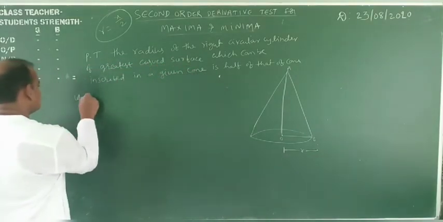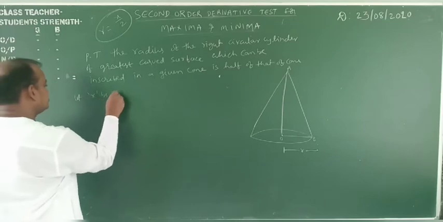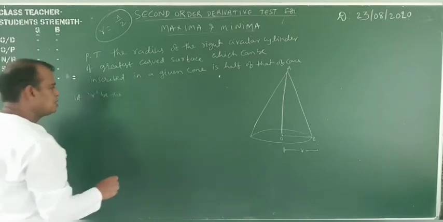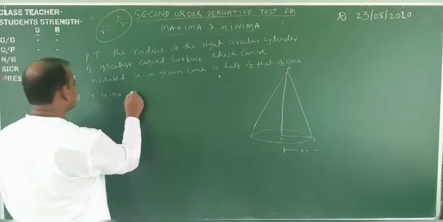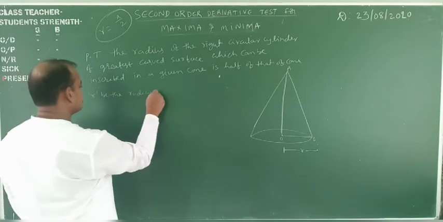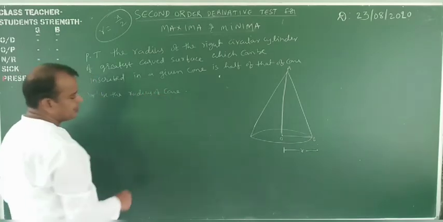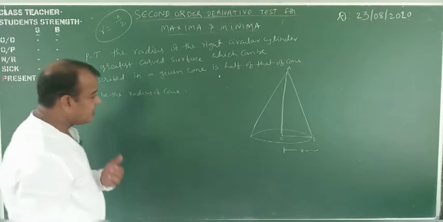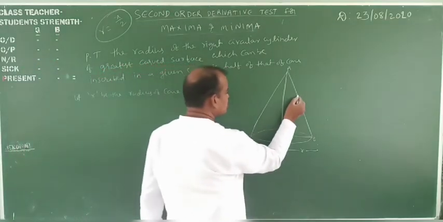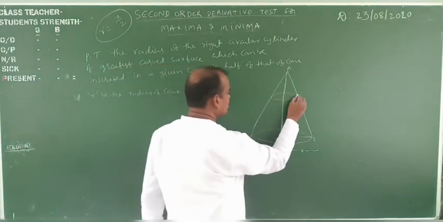Let small r be the radius of the cylinder. Okay. Now the cylinder is inscribed in the cone. Suppose this is the cylinder.